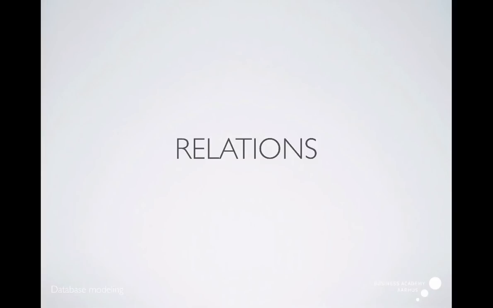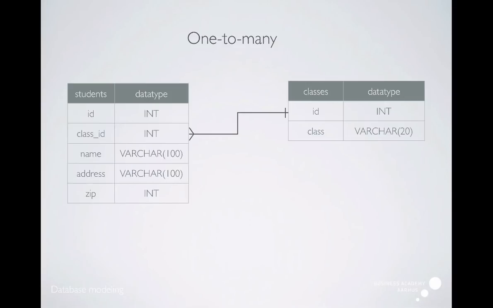Let's have a look at the types of relations. And this is a typical one-to-many relation. Actually, it's a many-to-one, but it doesn't matter. I could have put the class's entity on the left side of the students, and then it would be a one-to-many. But it's the same, many-to-one or one-to-many. It depends how you read it.